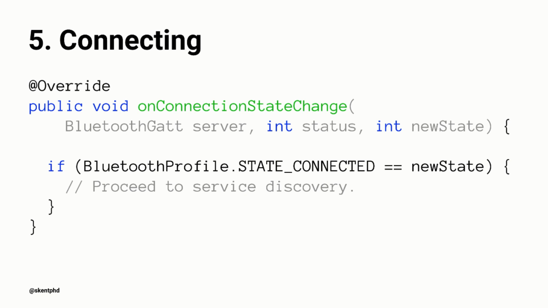So we called that connect GATT method, and what we should be looking for after that is, in this callback that we provide, we want to wait for a result where the new state is the state connected. That's when we know we've actually established a connection with this device. And if that happens, we can proceed to discovering services.